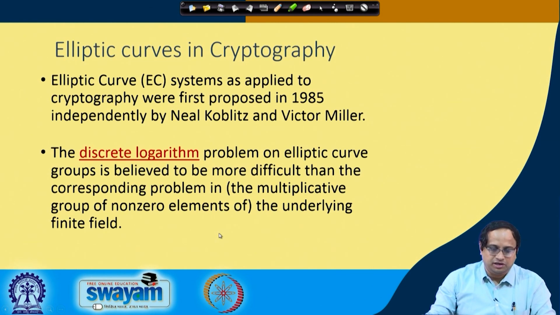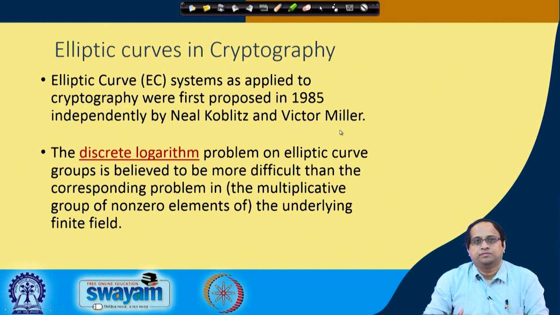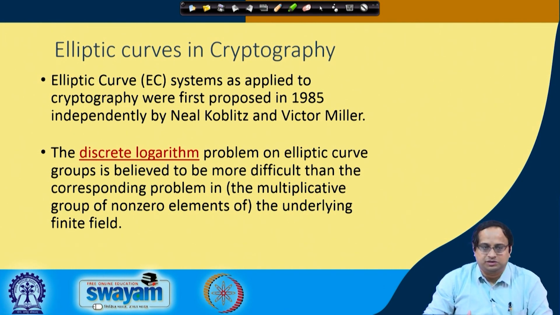So therefore, elliptic curves in cryptography, just to give a little bit of background, were made popular around 1985, and essentially form the basic structure on which elliptic curve cryptography has been designed. Okay. So there is a hard problem in this case, like all public key cryptographic systems rely on the notion of some hard problems, and the notion is called the discrete log problem or discrete logarithmic problem on elliptic curves, which is believed to be more difficult than corresponding problems in the multiplicative groups of non-zero elements of the underlying finite fields.